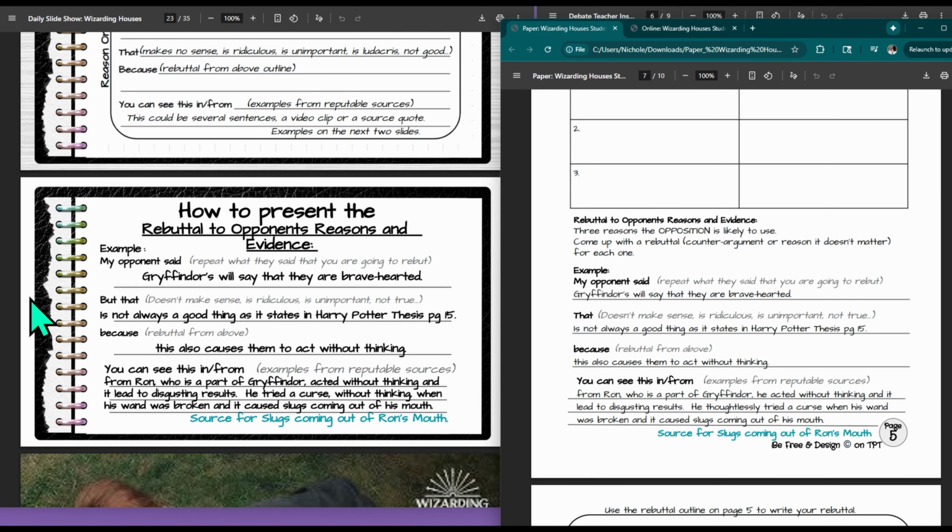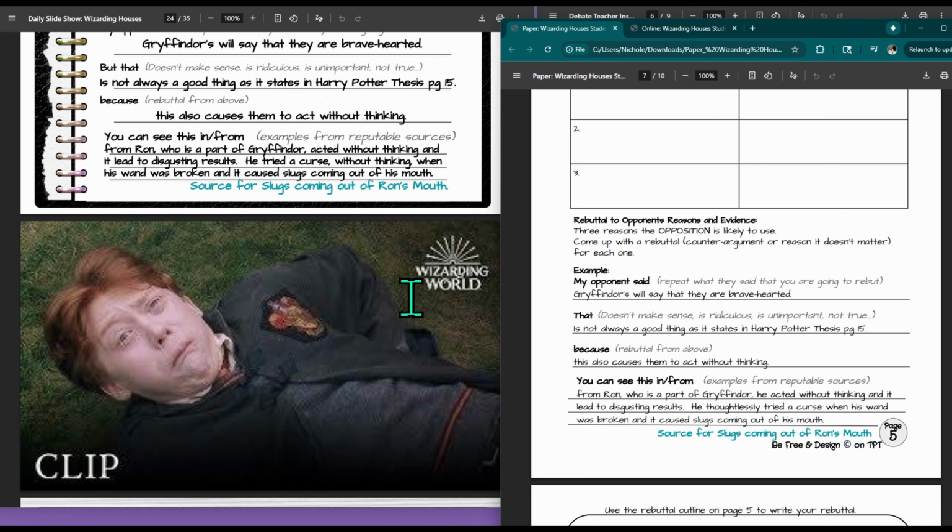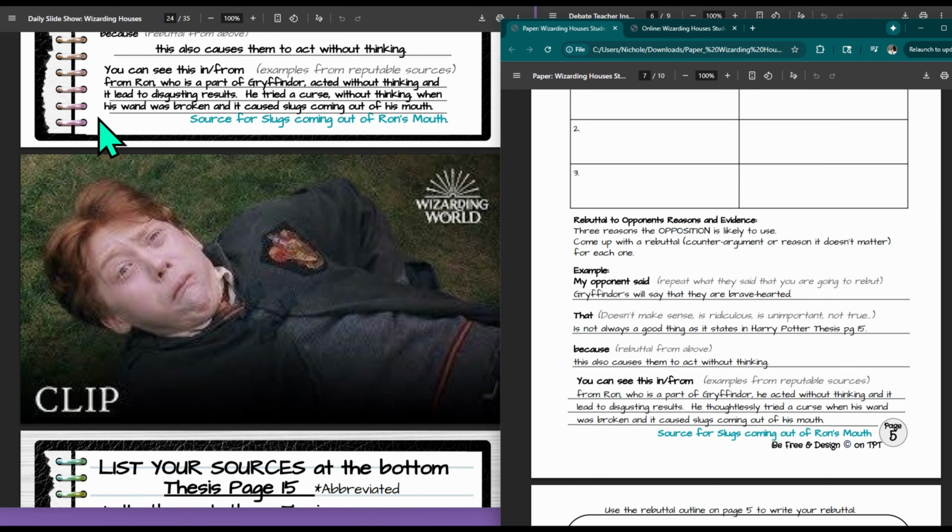It says, Gryffindors will say that they are brave-hearted, but that is not always a good thing, as it states in Harry Potter Thesis 15, because this also causes them to act without thinking. You can see this from Ron, who is a Gryffindor, acted without thinking, and it led to disgusting results. He tried to curse without thinking when his wand was broken, and it caused slugs to come out of his mouth.